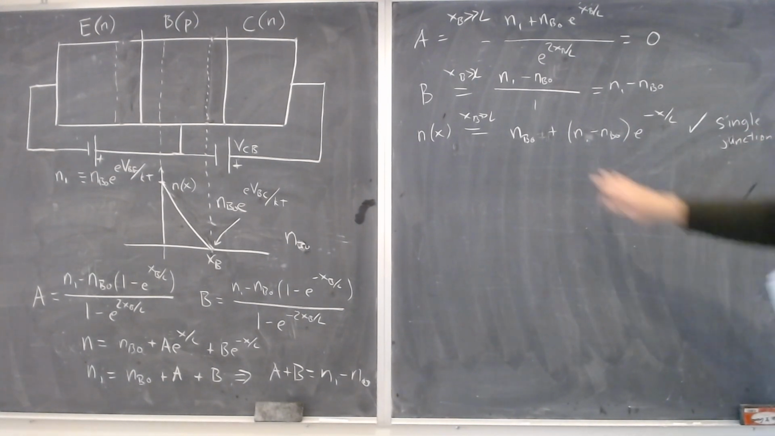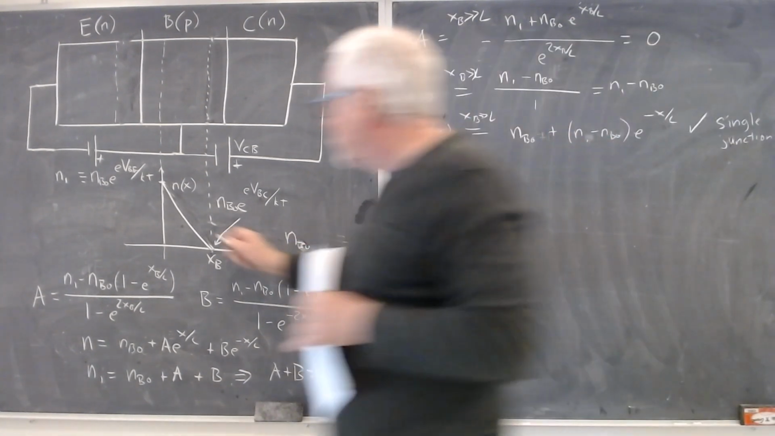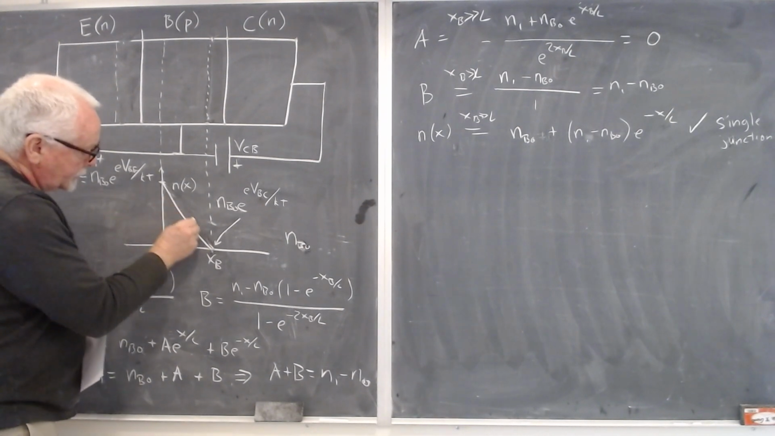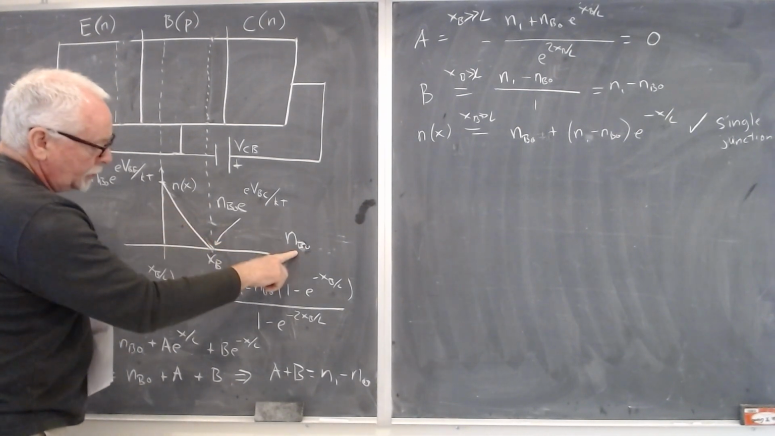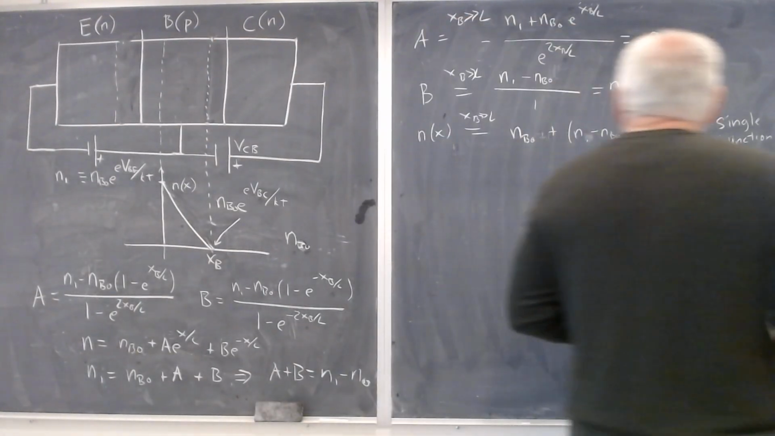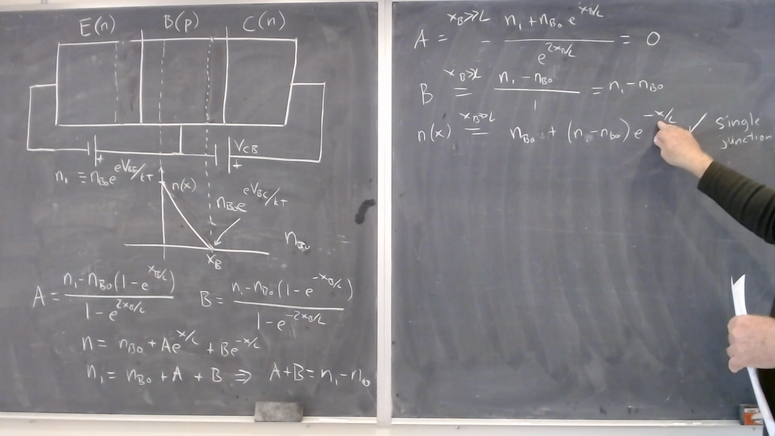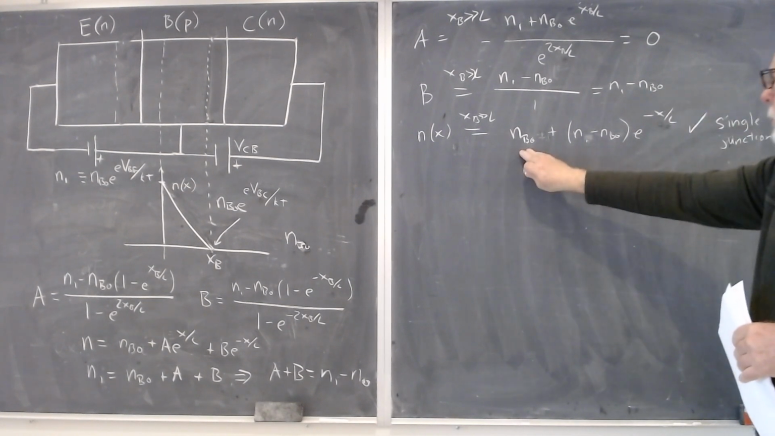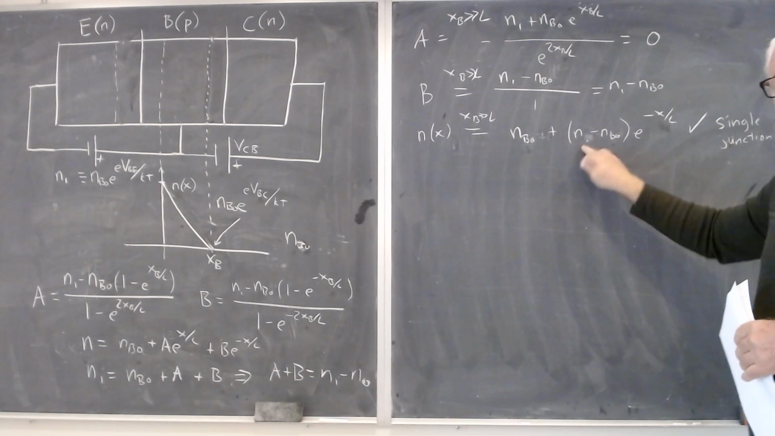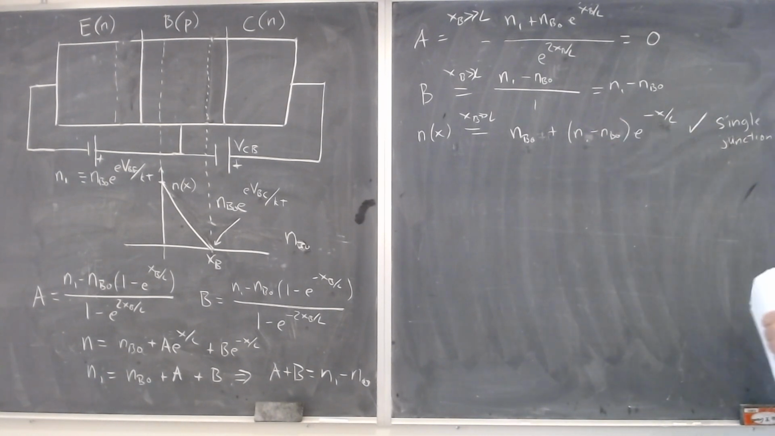So you see that it correctly reverts to the single junction solution. Remember, I won't draw here, but I'll just indicate it, which is e to the minus x asymptoting to nb0, which is what we had erased before. When x goes to infinity, that goes away, it becomes nb0. When x is 0, that cancels that and becomes n1. So it does what it's supposed to do.